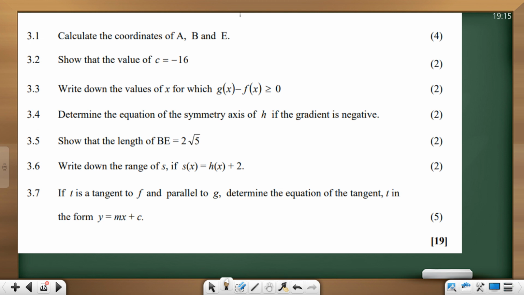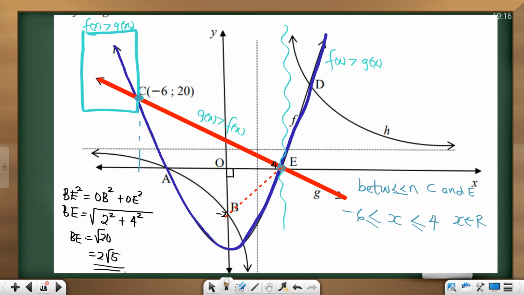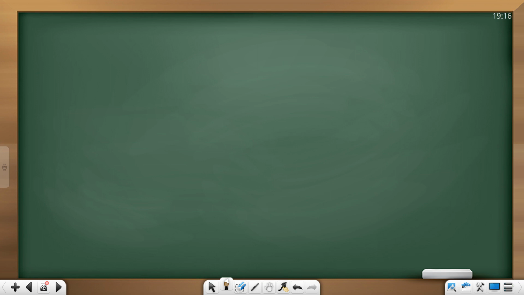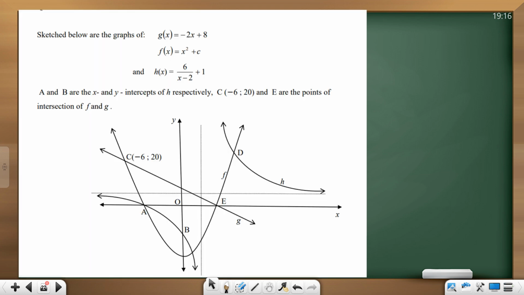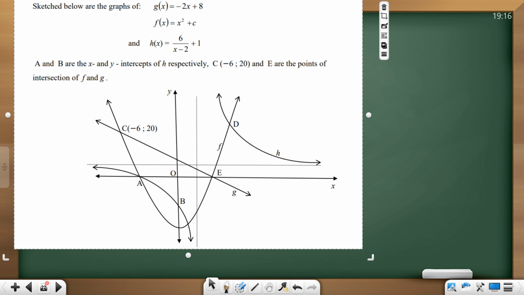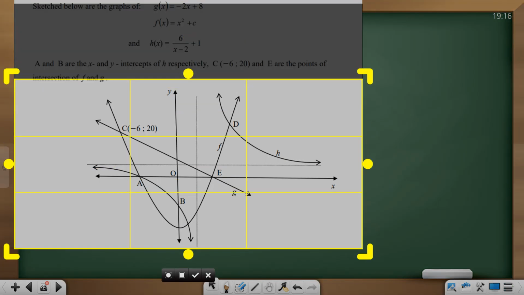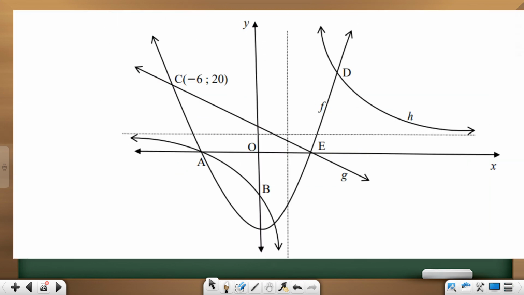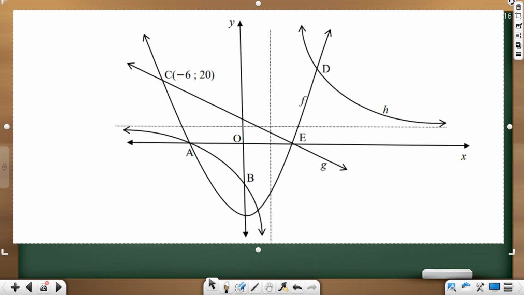Let me try to make it easy for you. Don't try to assimilate all the statements at once. If T is a tangent to F and parallel to G, let's go and create that tangent. Let me create a fresh graph for us. So this is what you do. Don't be overwhelmed by all the grammar and whatnot. We need a tangent. Okay, let's go back again.